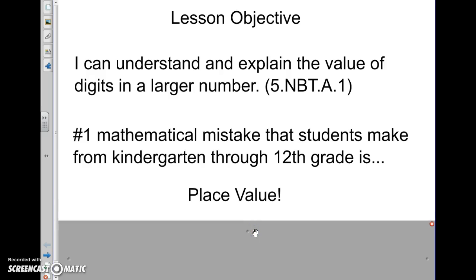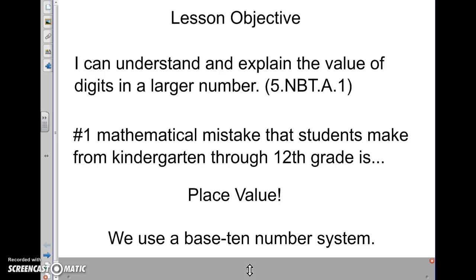And while mistakes are fine, we all make mistakes, it's part of being human, we want to learn from our mistakes and we want to minimize them. So we're going to review place values today, take a look at that, and when we really have it down pat, then we'll be ready to move on to new things in 5th grade.